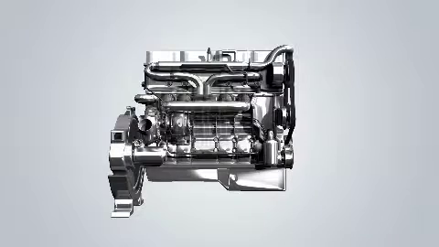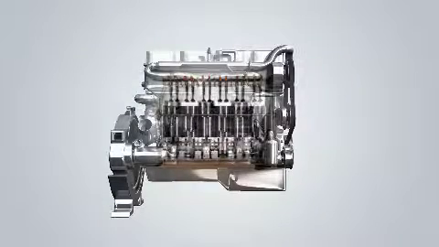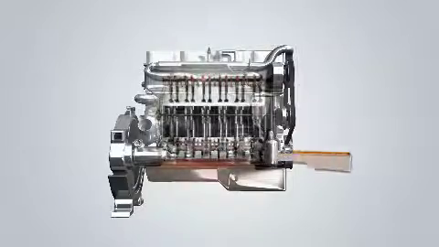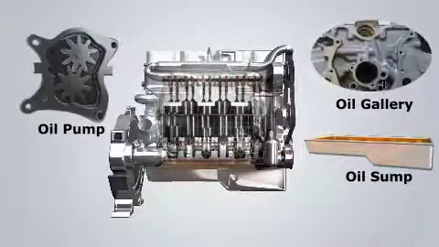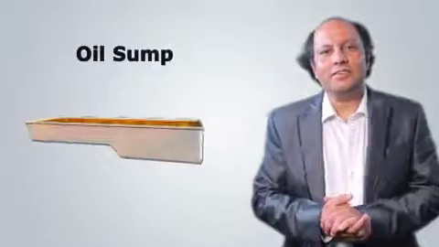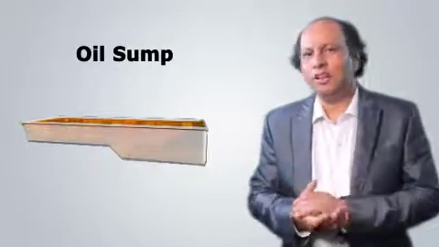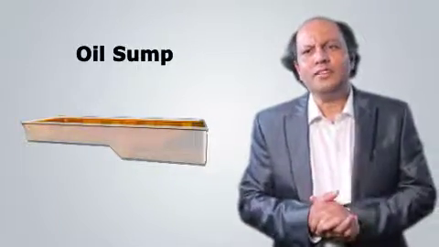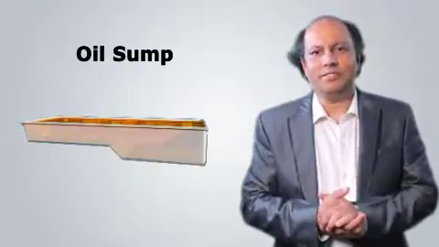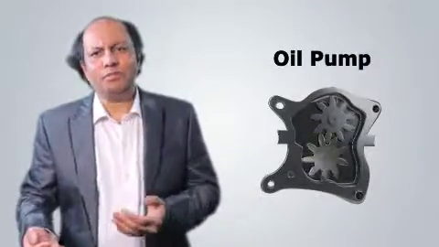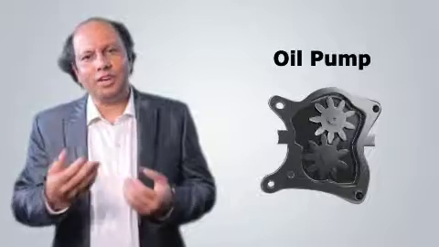engine operation. A typical lubrication system consists of an oil sump, an oil pump, and an oil gallery. An oil sump is the place where engine oil is stored for use by the engine. You would find the engine oil sump at the bottom of an engine. Oil is drawn from the oil sump with the help of an oil pump.